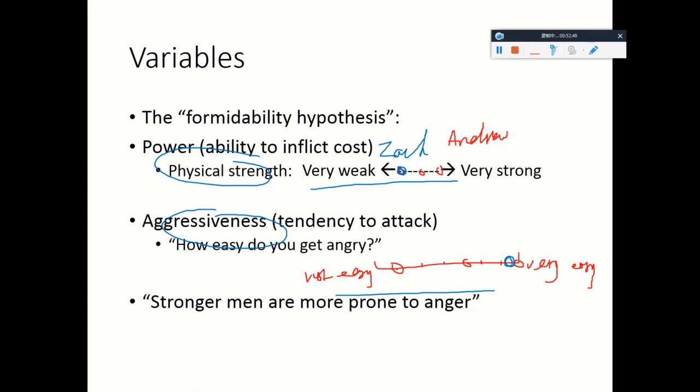Okay, so next class we will continue this topic on variables and start to talk about how we can plot, how we can visualize the relationships between two or more than two variables. All right, see you next class.